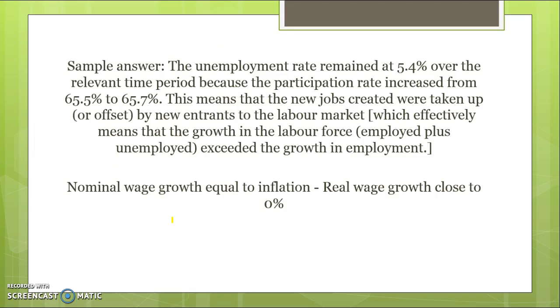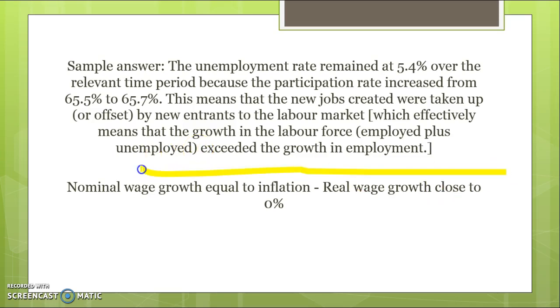So, for example, the question in the CPUP exam: the unemployment rate remained at 5.4% over the relevant time period because the participation rate increased from 65.5 to 65.7%. This means that new jobs created were taken up by new entrants to the labour force, so the unemployment rate didn't go down despite increased employment, because the size of the labour force has now increased.